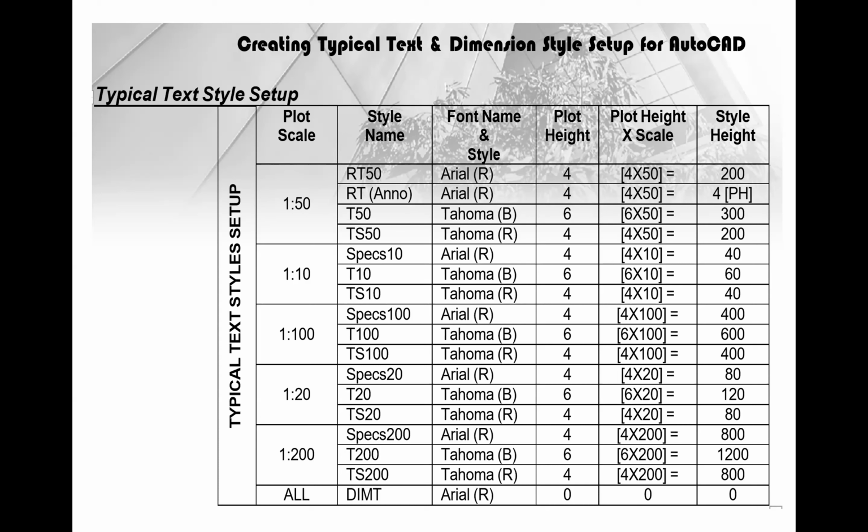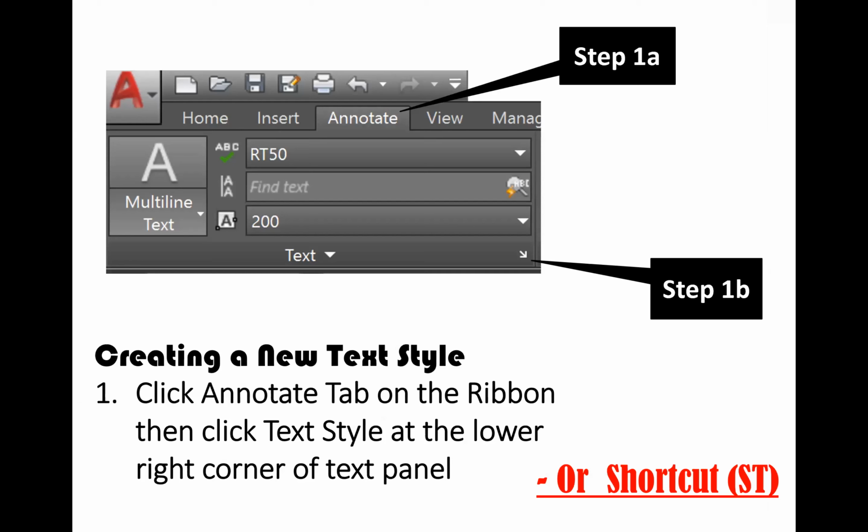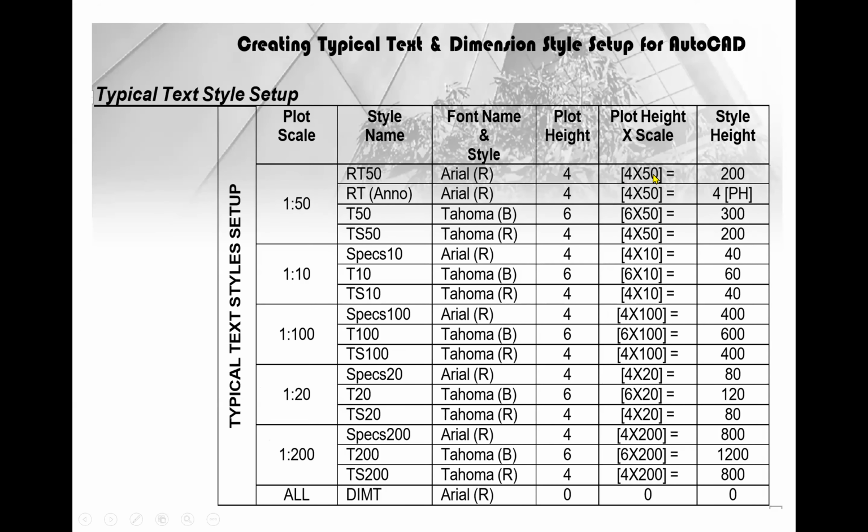So what I need to do is to print it 50 times bigger. I need to go 4 times 50. So therefore, I need to make the text 200 millimeter. So the 200 millimeter now represents my full scale.